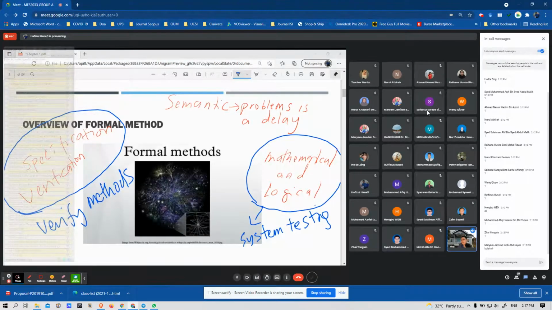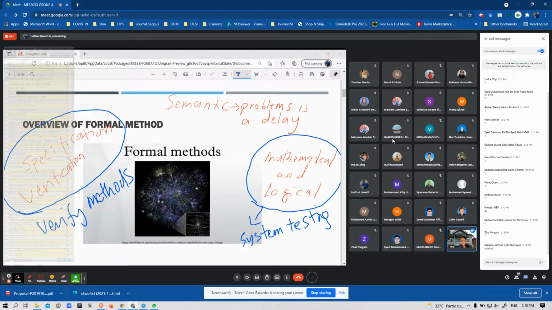Okay. Why do we use formal methods? Does anyone know why we must use formal methods? Kenapa kita perlu guna formal method ni? Afiq ada Afiq? Muhammad Afiq? Afiq, are you there? Muhammad Afiq? Hani Syahira ada?